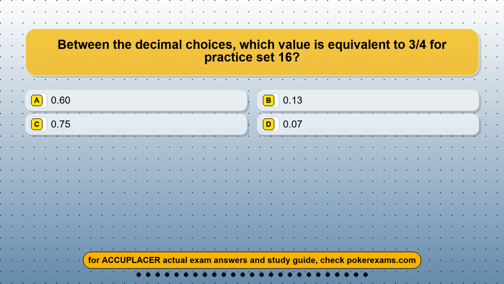Question 21. Between the decimal choices, which value is equivalent to 3/4 for practice set 16? Option A 0.60, option B 0.13, option C 0.75, option D 0.07.